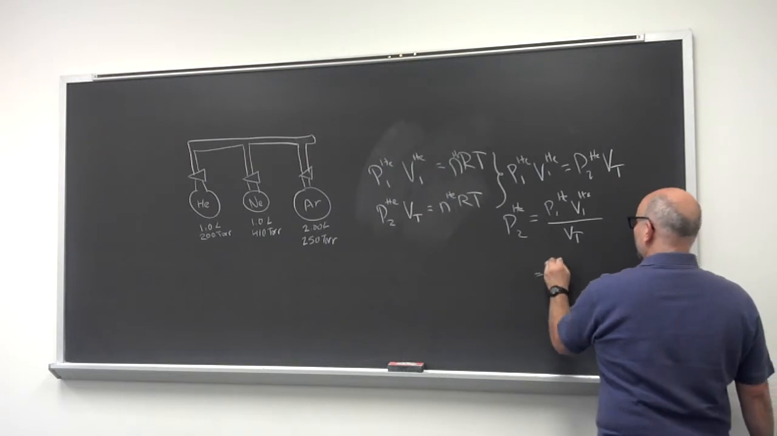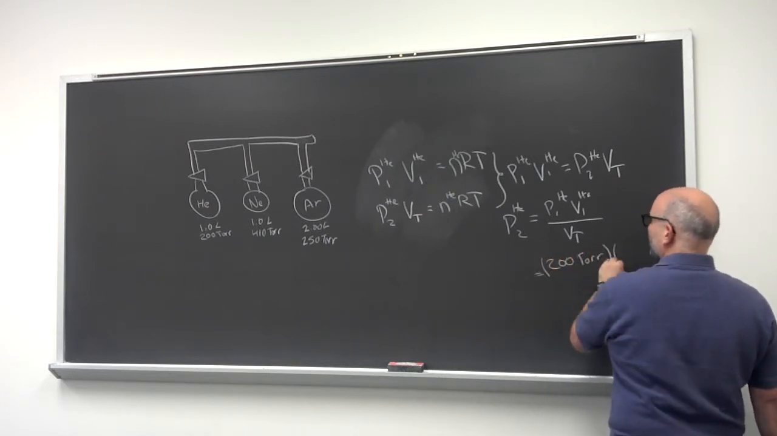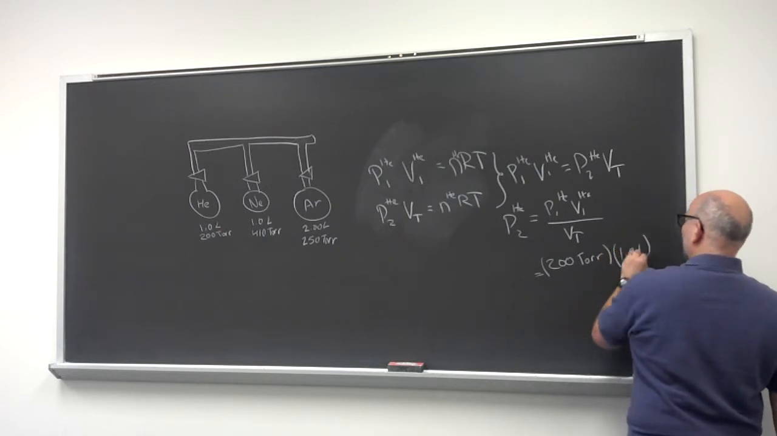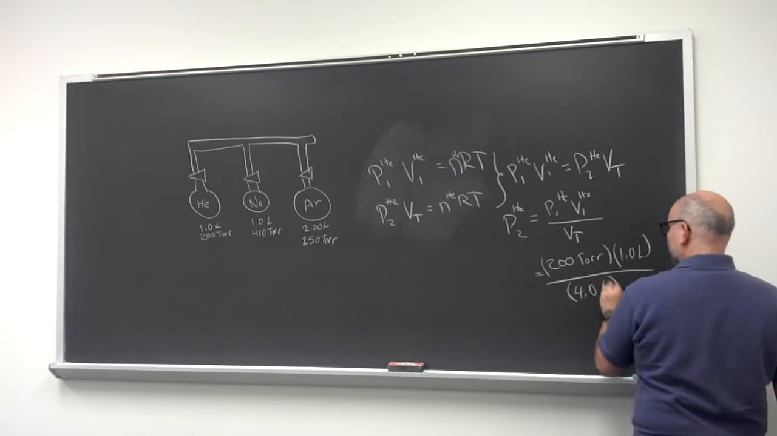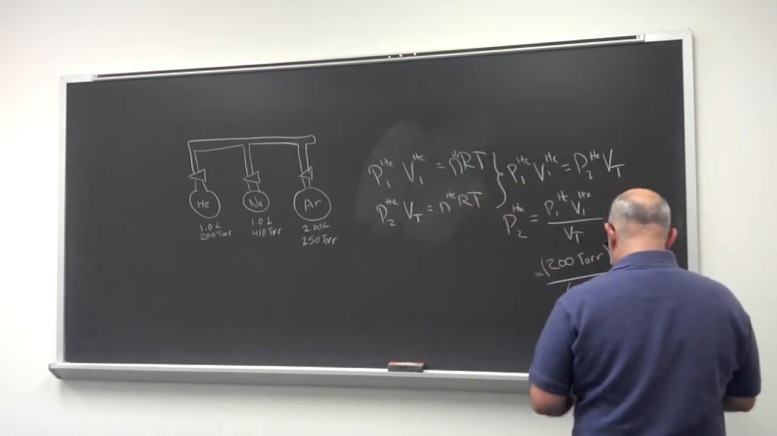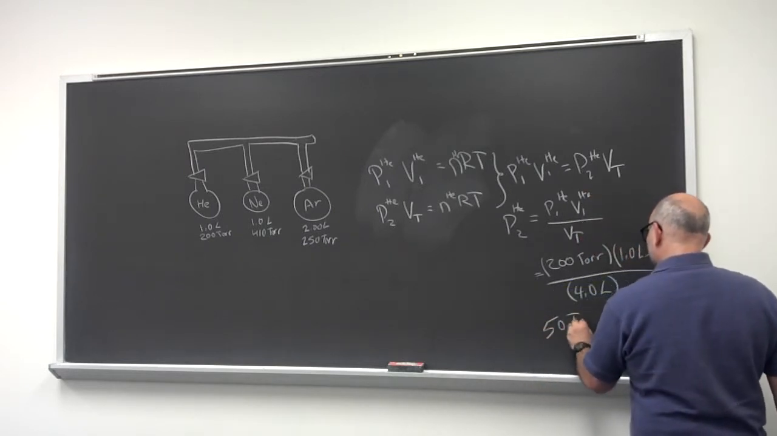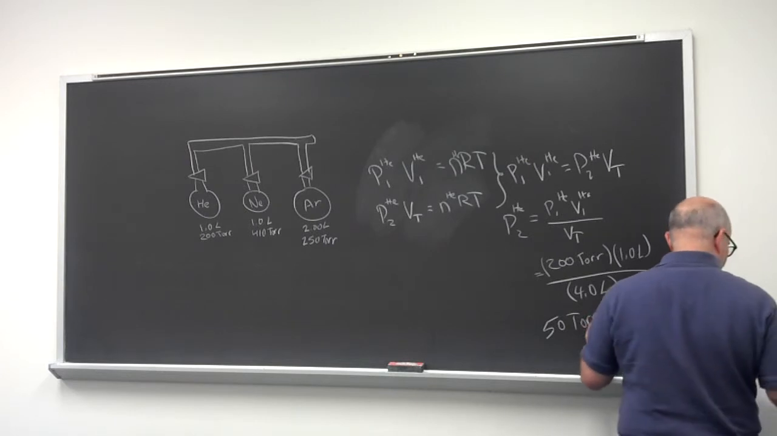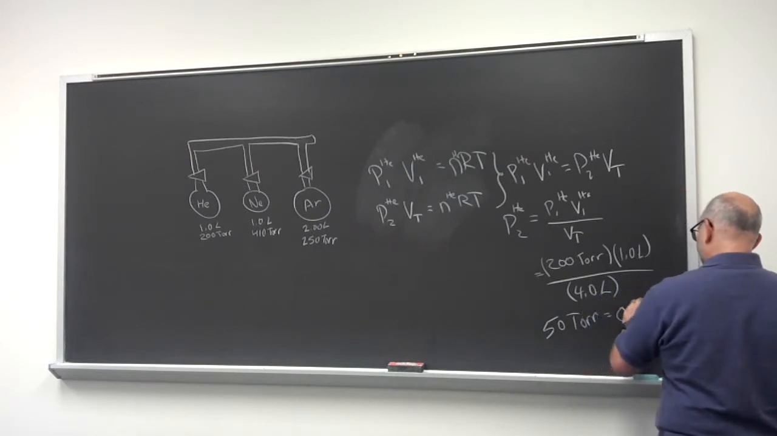So we have 200 torr times 1 liter divided by 4 liters. And that gives us 50 torr. And that corresponds to about 0.065 atmospheres.